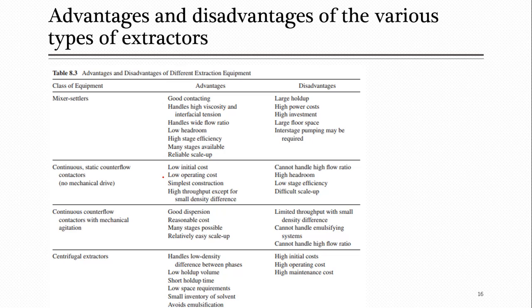So low operating cost, because they are just a column and you don't have a rotating element inside, so the overall operating cost is not that high. And simplest construction, because you also have wide application of these in absorption and distillation, so they are easy to construct. You already know well about these kinds of systems. And high throughput, but they can't handle very high flow rates, and high headroom is required for them, low stage efficiency, and difficult scale up. So they have some limited application in terms of this.